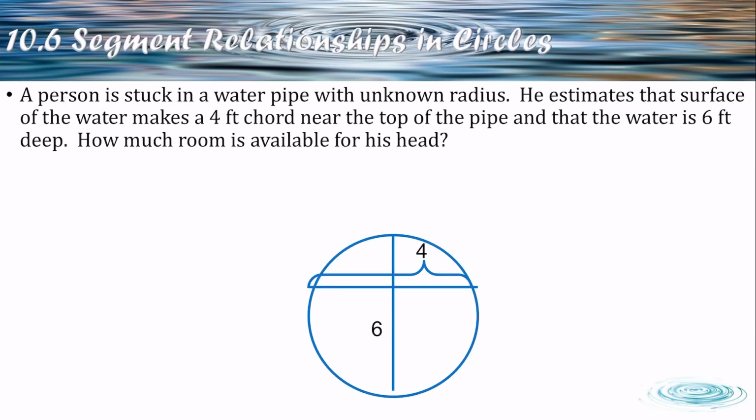Let's say a person is stuck in a water pipe with an unknown radius. Who knows how he got in there? Anyway, he estimates that the surface of the water makes a 4-foot chord near the top of the pipe, and that the water is 6 feet deep. So this is the surface of the water here. How much room is available for his head? So we want to know this up there.